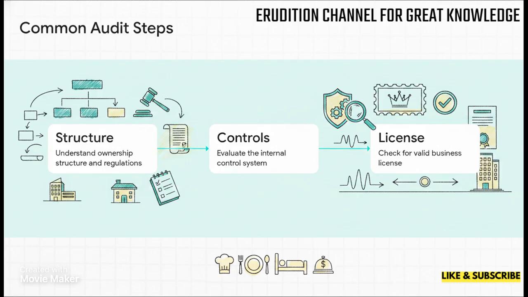Step 2 is evaluating the internal control system. This is crucial because it dictates the nature, the timing, and the extent of all the audit procedures that will follow.